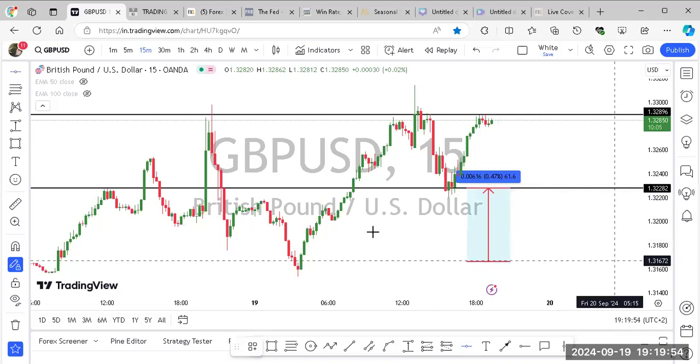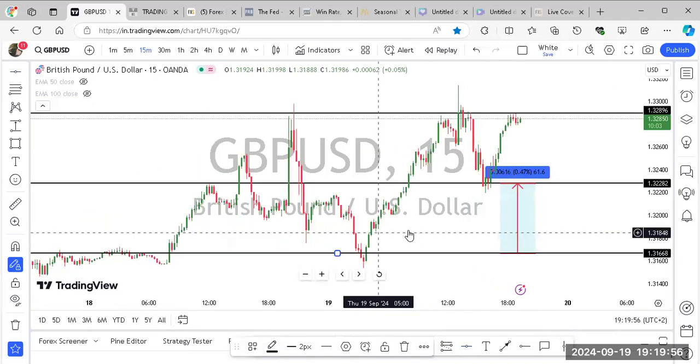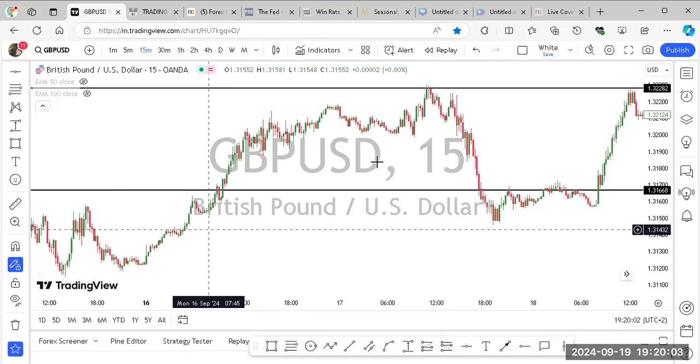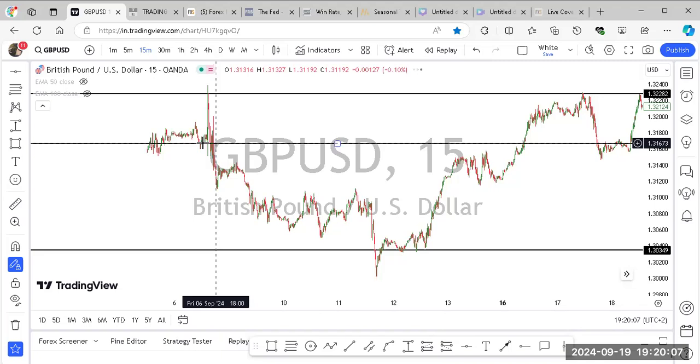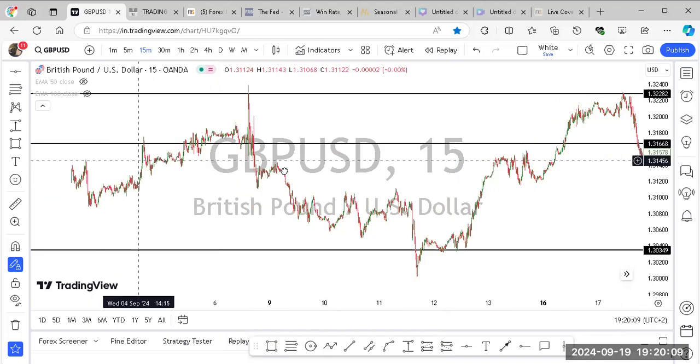Oh, there we go. You can see we bounced off. We had a bit of a liquidity grab, but there we go, reacting to the same spot. Let's see, it's this one here. Same thing. That's on the 15 minutes.